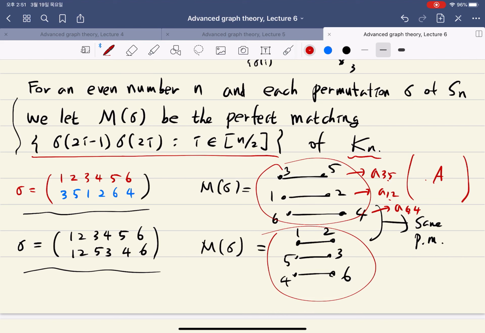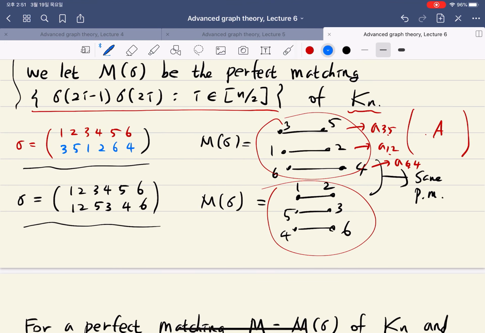That's our definition. However, there could be some problem, because this is M and this is M. We can either choose this σ or σ'. Let's say the second one is σ'. If we choose σ', then we have to multiply A12, A53, A46, and then multiply by the sign of σ'. So we need to check that if we choose this σ, we get a certain number as a weight, and if we choose σ', we get a certain number as a weight. We have to check whether these two weights are the same.